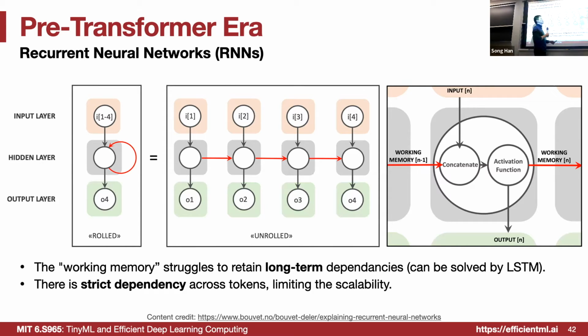Okay, and there are multiple versions. How do we do this activation function concatenation to take this input and previous hidden state to generate a new output and the next hidden state, either using RNNs or LSTMs or GRUs. There are many different versions, but the big picture is the same like this.